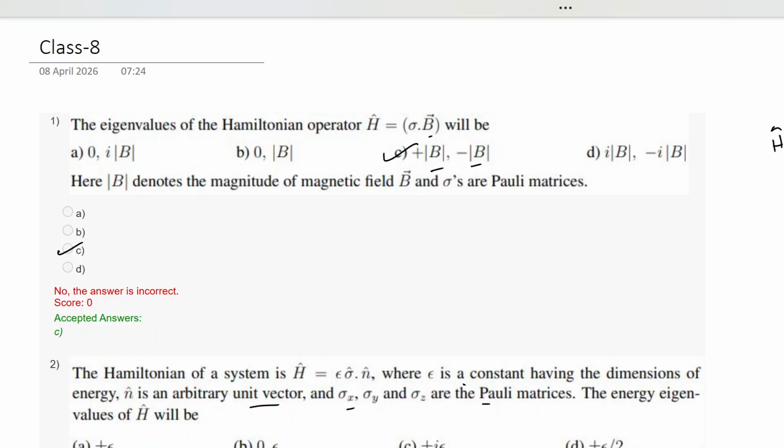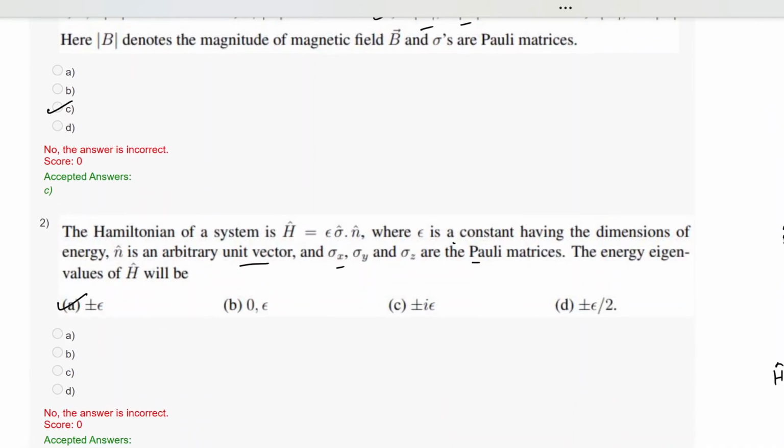I am not going to show you that because it is exactly the same, but the eigenvalues will again be, instead of plus minus mod B, plus minus mod epsilon. Because epsilon is an energy, we assume that it is positive, which is why there is no modulus sign given in the options. So the actual answer is plus minus epsilon.